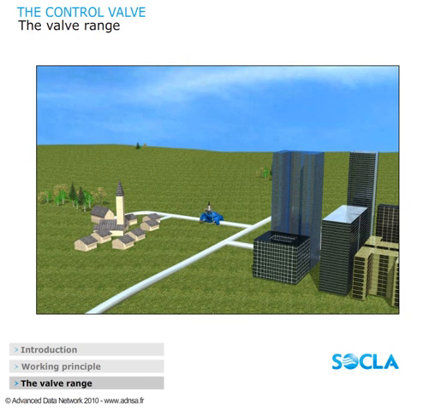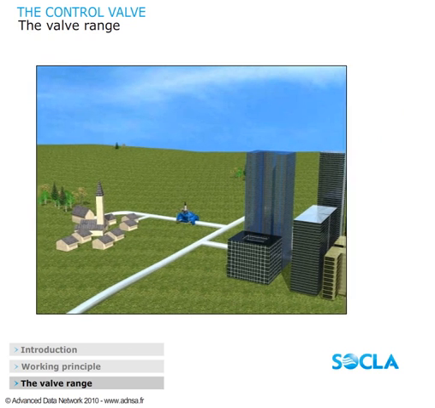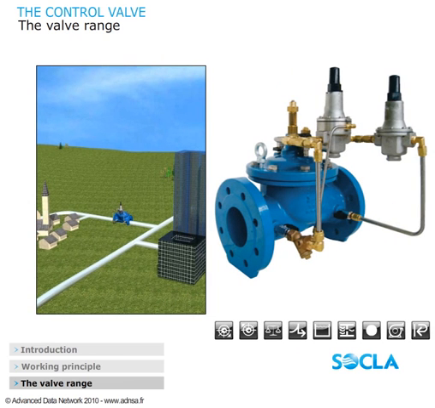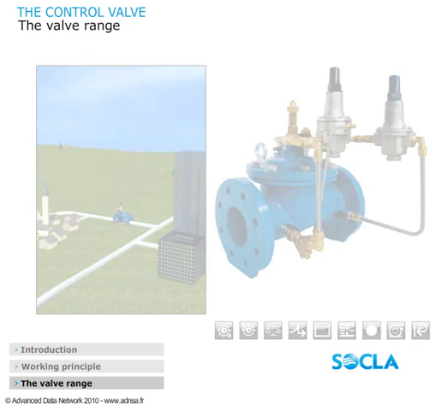In this situation, the requirement is to maintain a minimum pressure upstream of the city side and to ensure that pressure on the village side is not too high. The C104 valve combines both functions by incorporating pressure-reducing and back-pressure pilot valves.